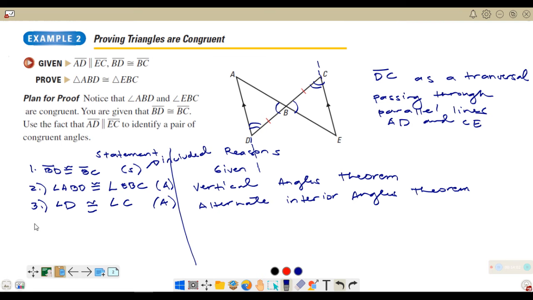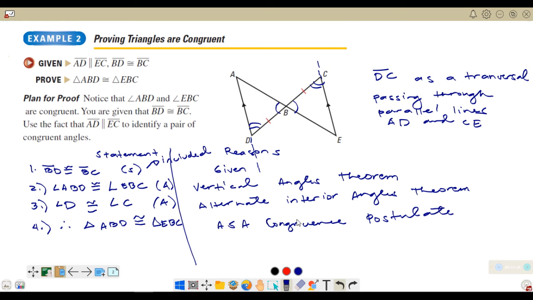Therefore, we can conclude that triangle ABD is congruent to triangle EBC using the angle, side, angle congruence postulate. Is there another way of solving this? Yes, there is.